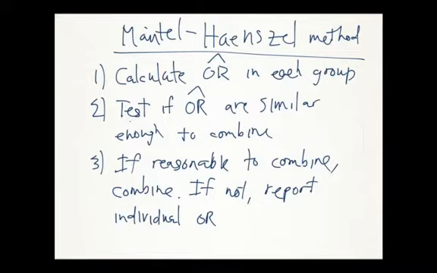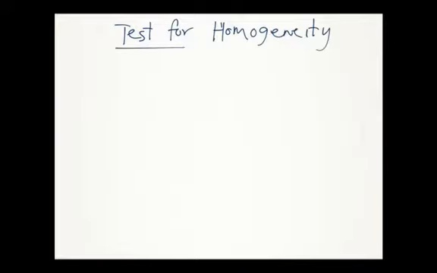So we do this thing called a test for homogeneity. That's the Mantel-Haenszel method. And the test in step 2 is the test for homogeneity. That's just a fancy way of saying we want to test if these different odds ratios are homogeneous, or the same, whether they can be combined, whether they contain the same information. That's a test for homogeneity.